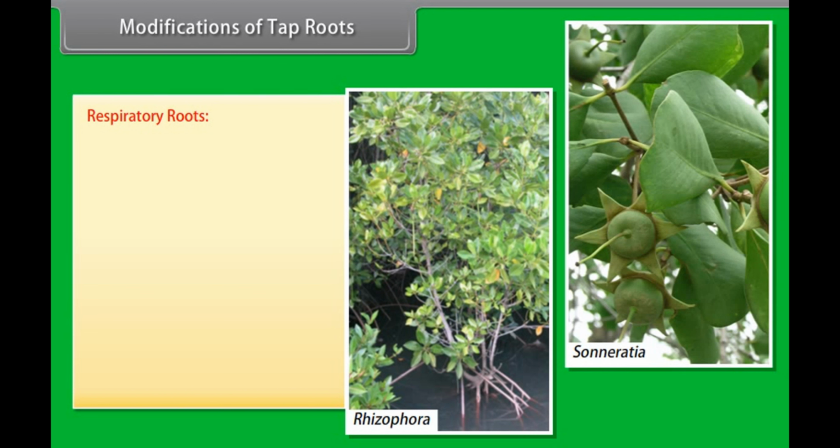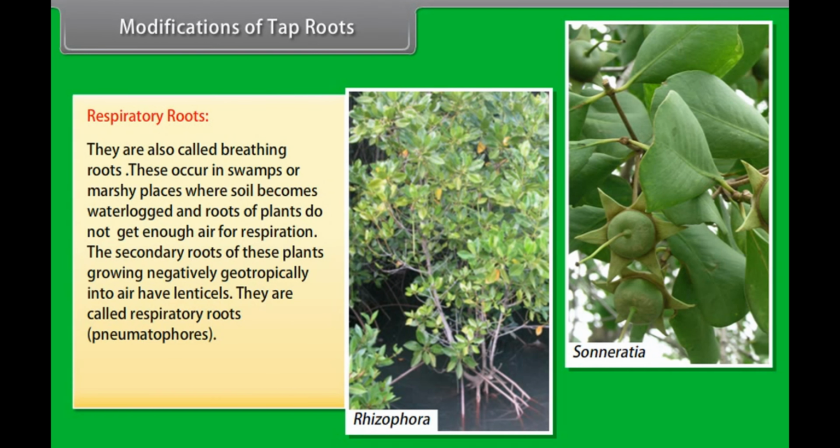Respiratory roots. They are also called breathing roots. These occur in swamps or marshy places where soil becomes waterlogged and roots of plants do not get enough air for respiration. The secondary roots of these plants growing negatively geotropically into air have lenticels. They are called respiratory roots, pneumatophores. Examples, Rhizophora and Sonneratia.